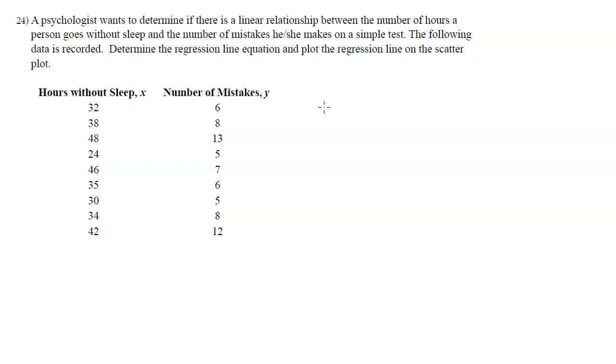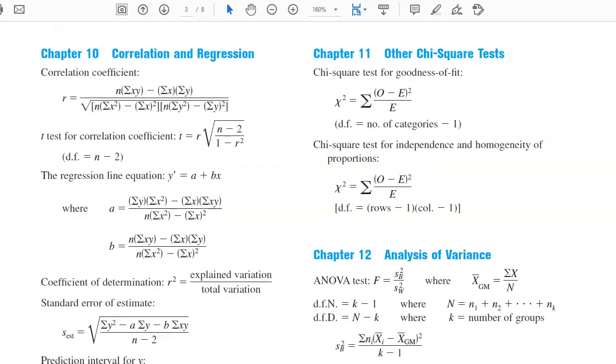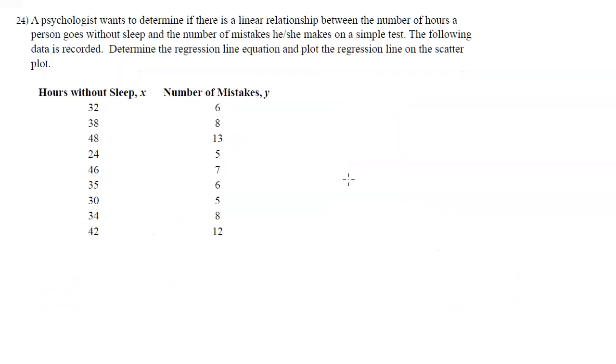Two ways you can do this. You can do this with the formula or just in the calculator. As usual, I'll show both. So let's look up the formula for our regression line so we can determine that equation first of all. On our formula sheet, chapter 10, correlation and regression, there's the regression line equation, y prime equals a plus bx, and the components, a, this gives us a, this gives us b. Okay, so let's write this formula and then use it.